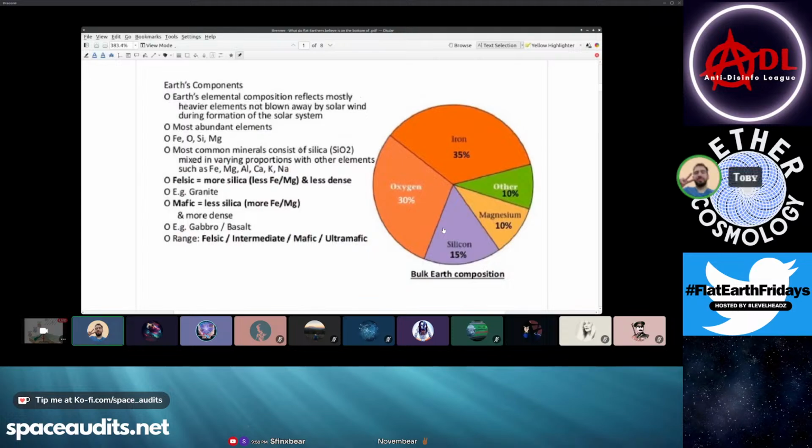Most common minerals consist of silica mixed in varying proportions with other elements such as iron, magnesium, aluminum, calcium, potassium, and what is this guy? Nitrogen? No, what is that? Sodium. Yep. Felsic equals more silica, less iron and magnesium, and less dense. Example, granite. And then mafic is less silica, more iron, more magnesium, and more dense. Gabbro, basalt. So yeah, there you go.